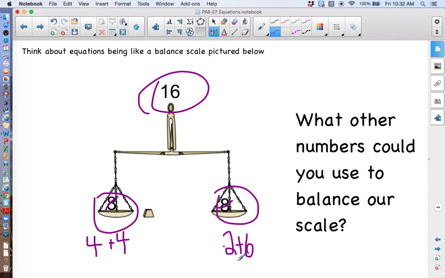I could have a 1 and a 7 over here. They're still balanced, because this is still a total of 8, plus our other 8 on this side will give us 16. I could have a 3 and a 5, because that will still give me 8. So you're just thinking about different combinations of numbers that you can come up with that would give you 8.